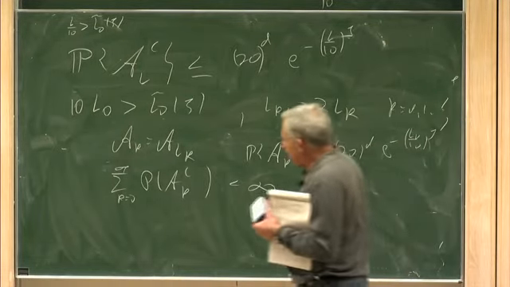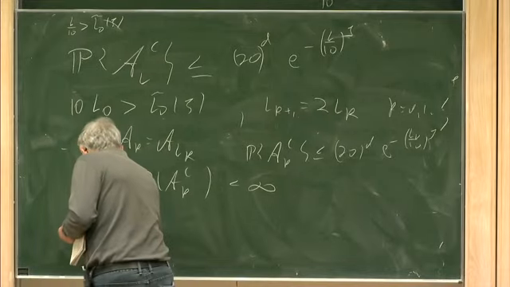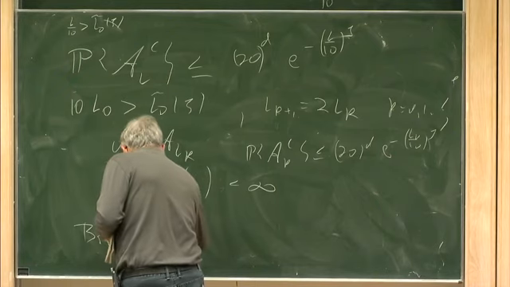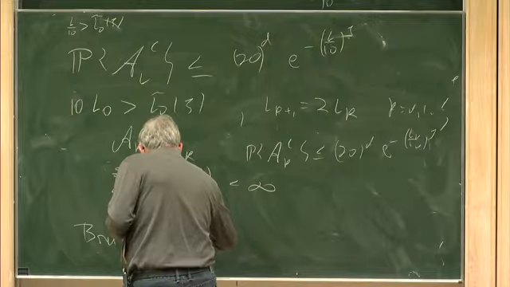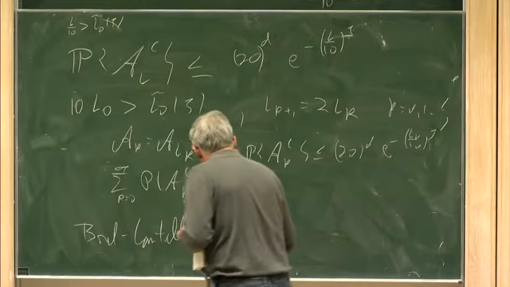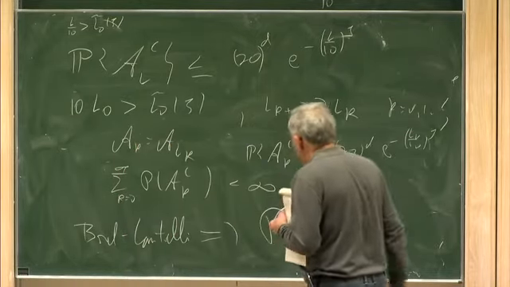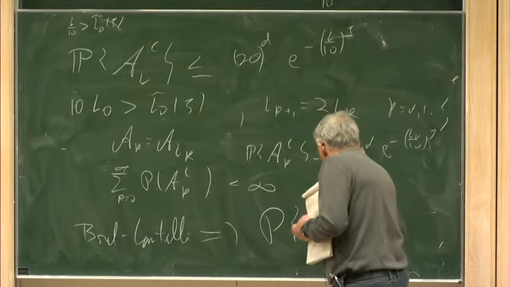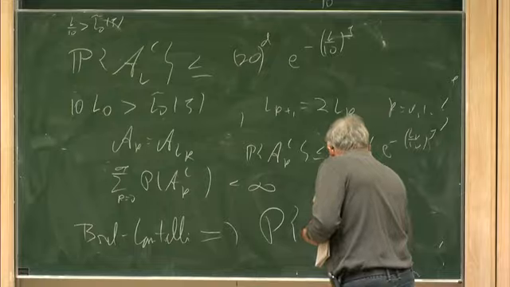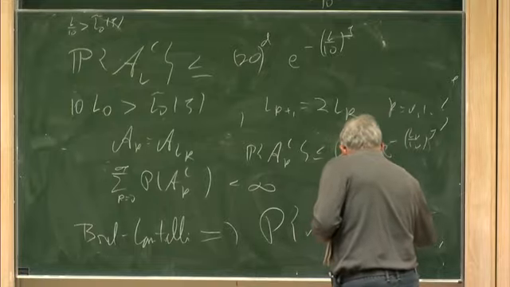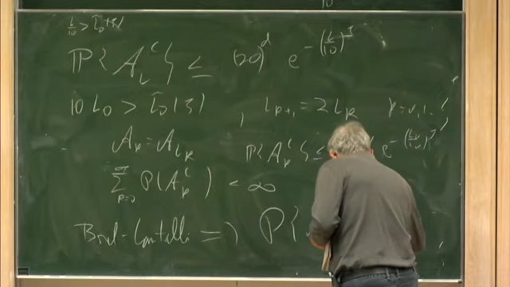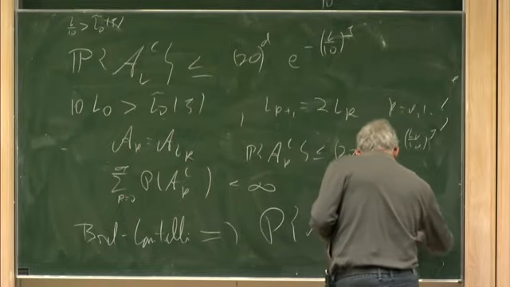I use Borel-Cantelli. And the Borel-Cantelli lemma implies that the probability that A_k eventually happens is 1.